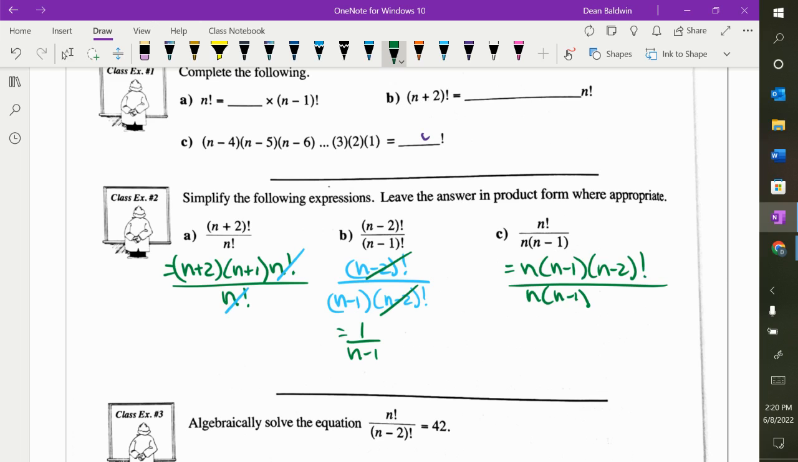That's why you had to go 1 more. That's why I couldn't stop at n minus 1 factorial for the top, because n minus 1 factorial does not cancel n minus 1. So you go 1 more. Then I have n minus 1. All of those cancel, and I'm left with n minus 2 factorial.